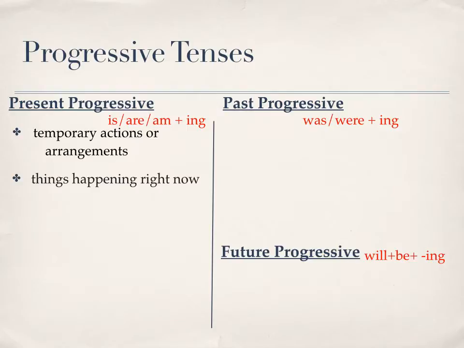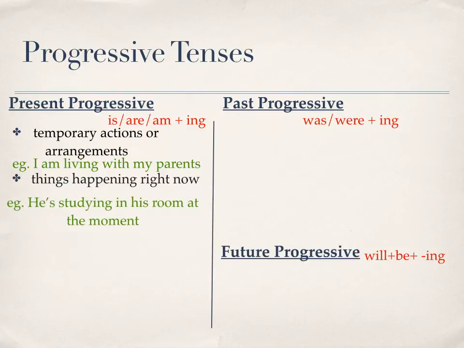For progressive tenses, we can see the be verb plus the ing, whereas simple tenses are used for permanent things that are fixed. Progressive tenses are used for more temporary arrangements. For example, I am living with my parents. This person probably doesn't foresee this lasting very long. It's only a temporary arrangement. And also things happening right now at this moment, such as he's studying in his room.